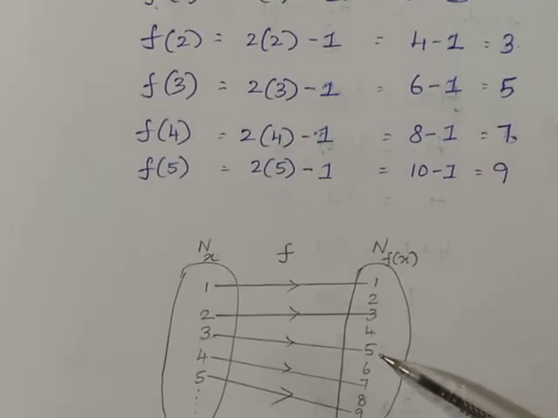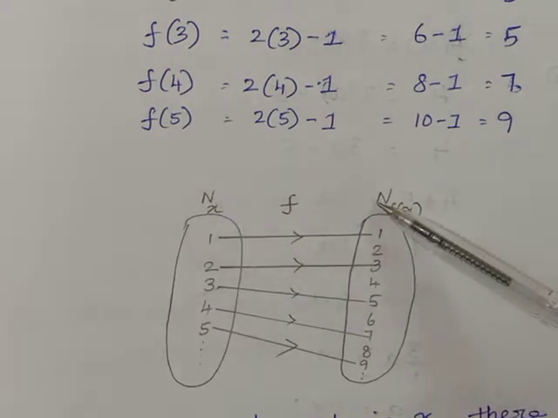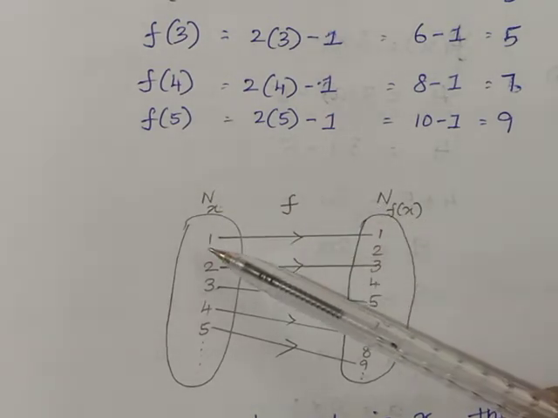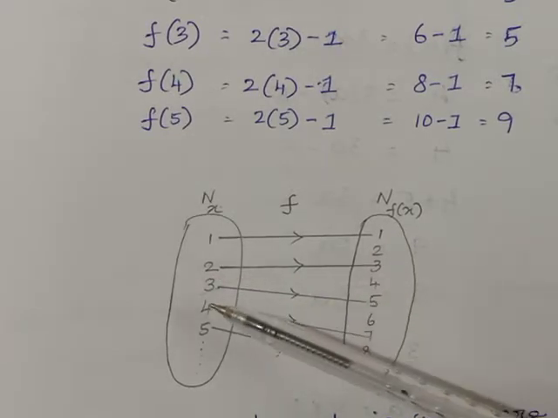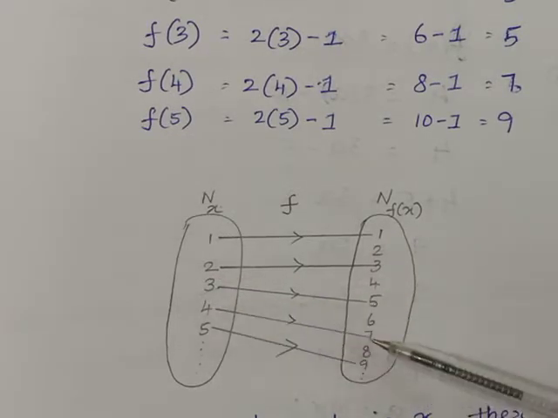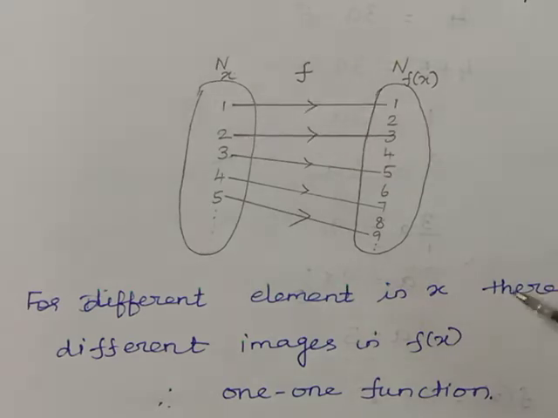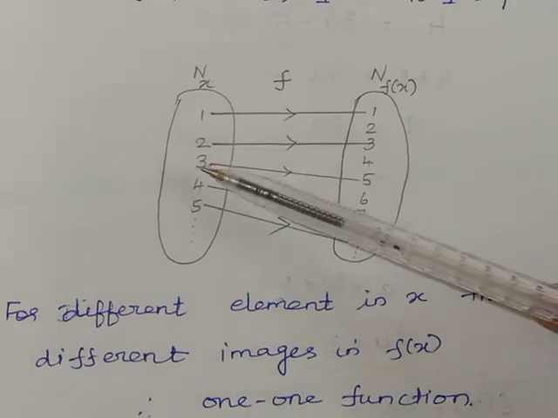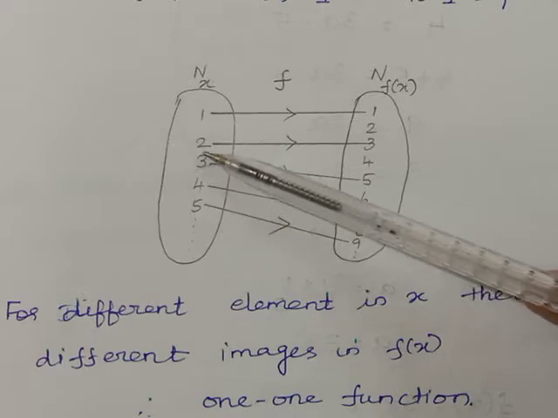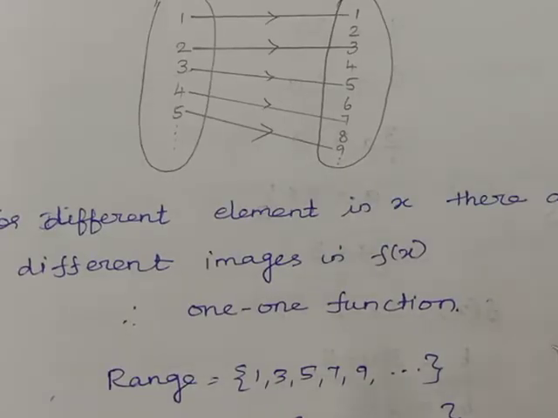Now we'll write an arrow diagram for this, from natural numbers to natural numbers. When you write 1, your answer is 1. When you substitute 2, the answer is 3. Next 3 gives 5, 4 gives 7, 5 gives 9. So for different elements in x, there are different images in f(x). So it is certainly a one-to-one function.